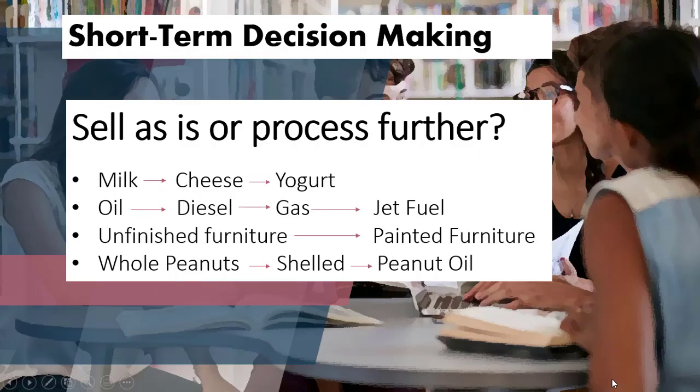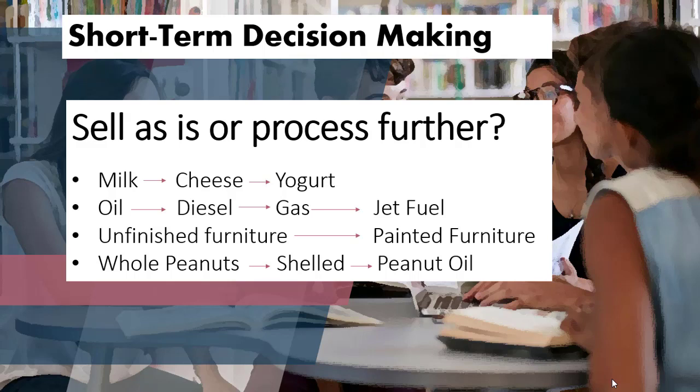Our final decision making concept that we're going to look at today is the sell as is or process further decision. A lot of times products go through a process and you can sell them at any point. You could take a dairy farm where they have milk and they could turn that into cheese or yogurt. They could continue to process it and sell it at any point. Petroleum oil could be turned into diesel, which could then be turned to gas, to jet fuel. Another example is unfinished furniture, which could be sold as is or painted and sold at a higher price.